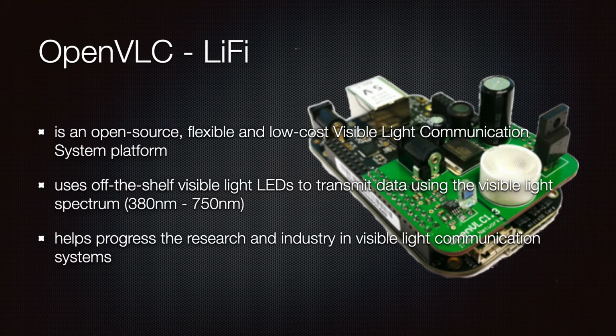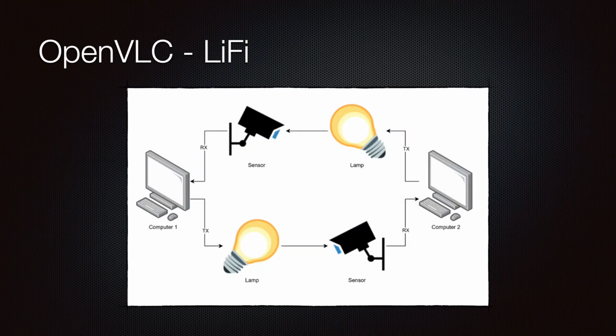Li-Fi is envisioned to be the next big thing in wireless communications. Functionally, the system would work like this. You would have 2 computers with capabilities to both send and receive data. You would also have a lamp that would flicker to output data to the other computer. Then a sensor would read the flickering and convert it back into readable data for the computer receiving the data.